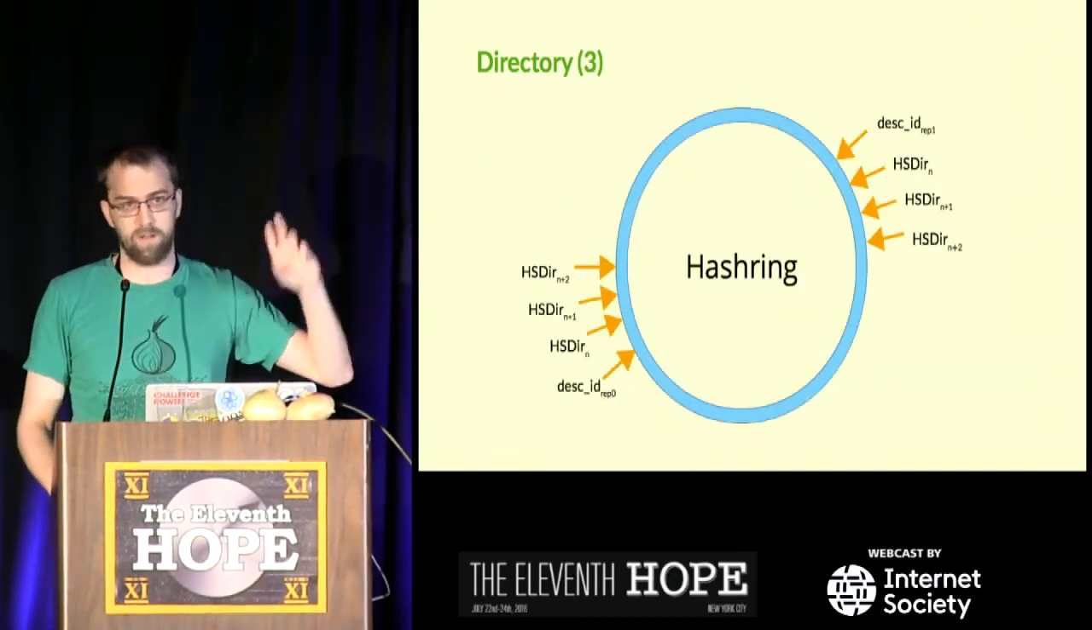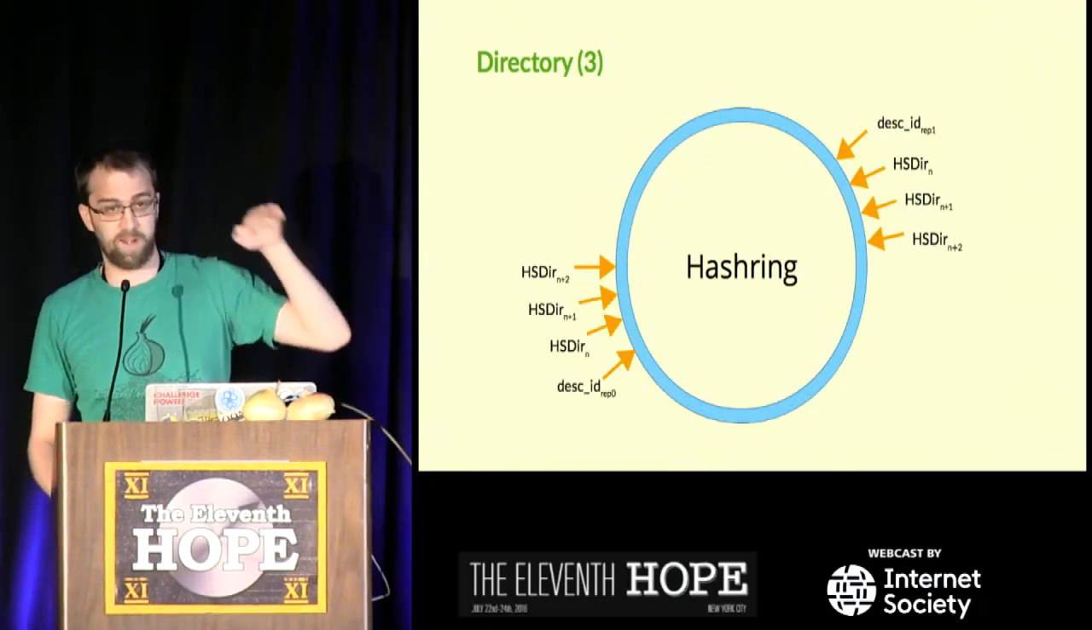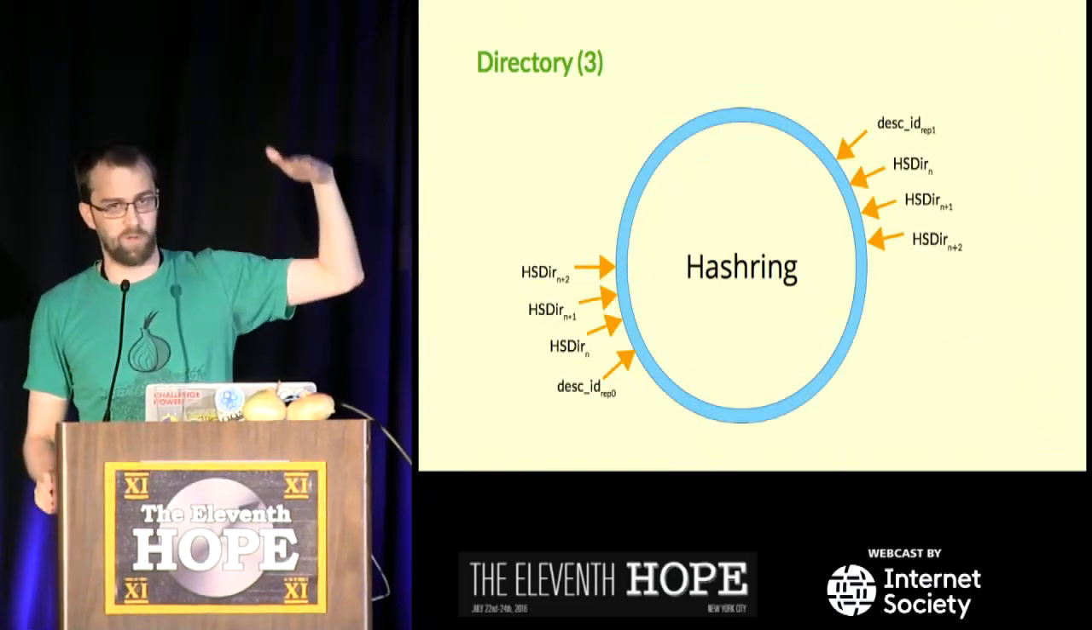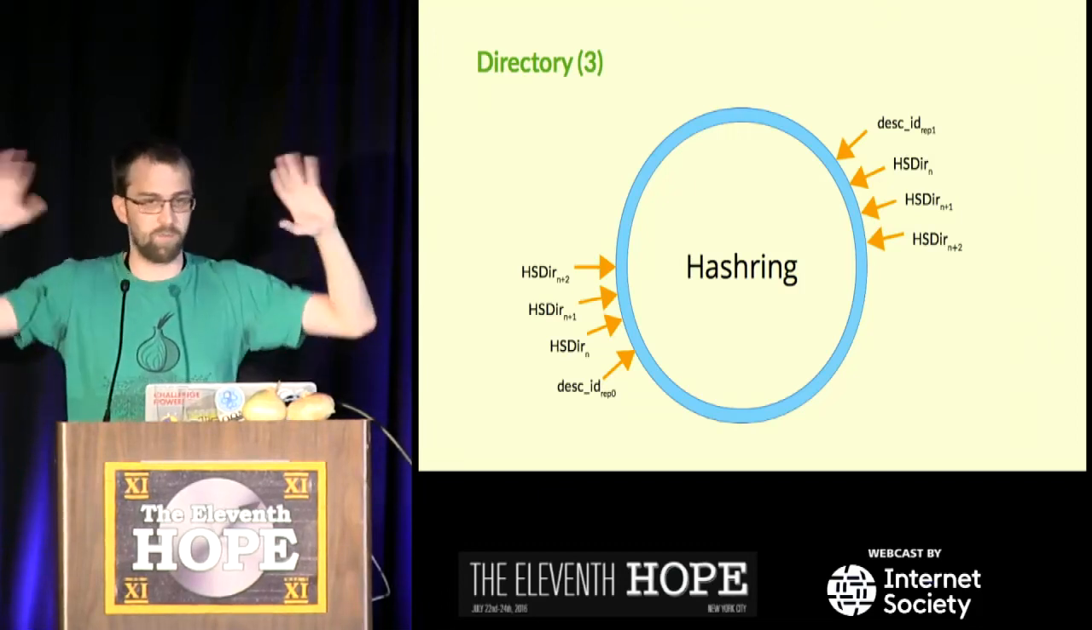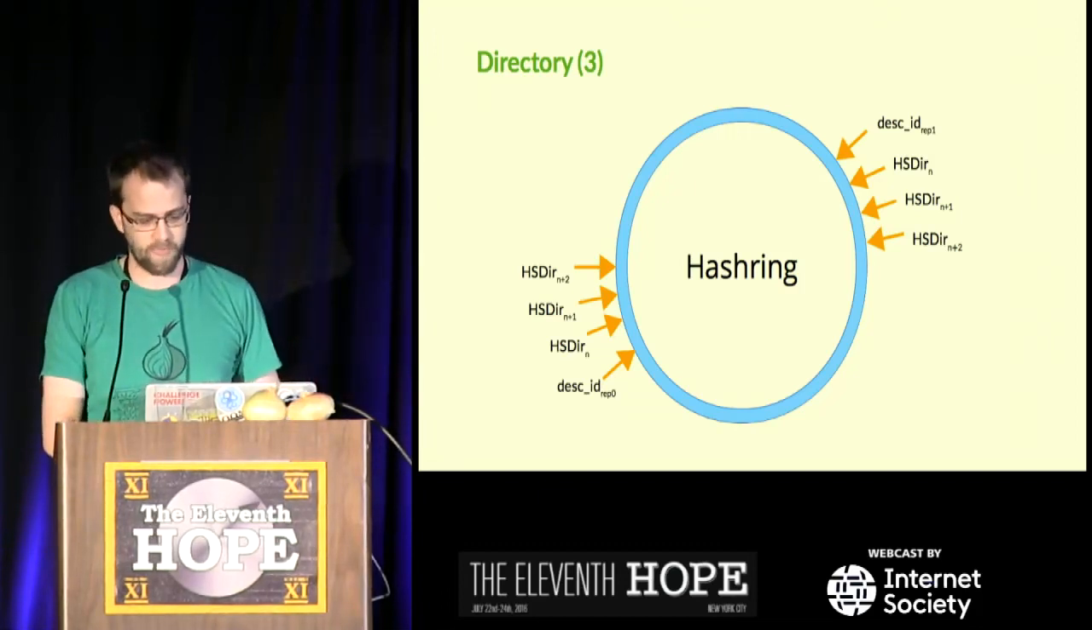So it looks like this, a hash ring. The descriptor ID starts, and then you upload to 3 HSDirs, replica 0, replica 1. So we have symmetry in there, and we go over the network. We're spread out over the network.